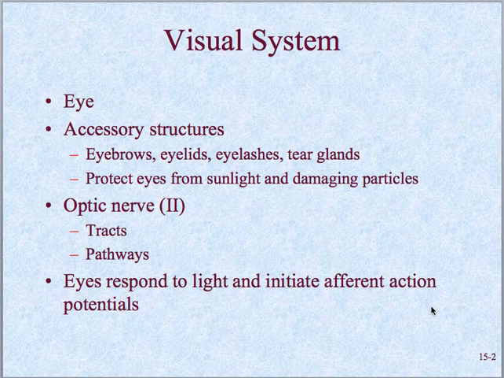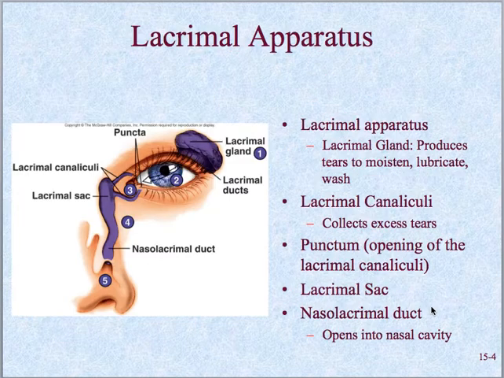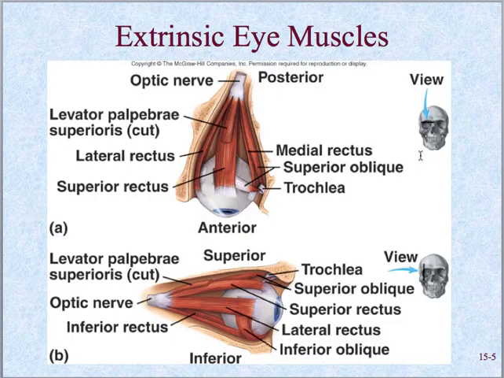Let's turn to slide number 4. And so here, all I want you to do is to know that the lacrimal gland produces tears to moisten and lubricate the eye. And so this is the thing I want you to know about slide number 4. Slide number 6.